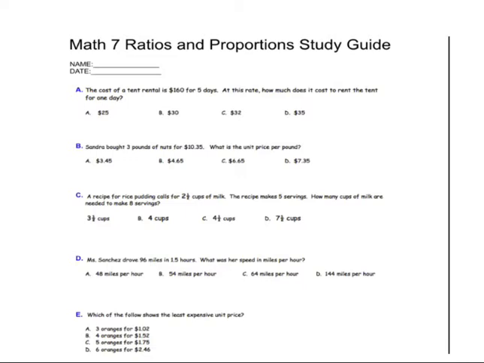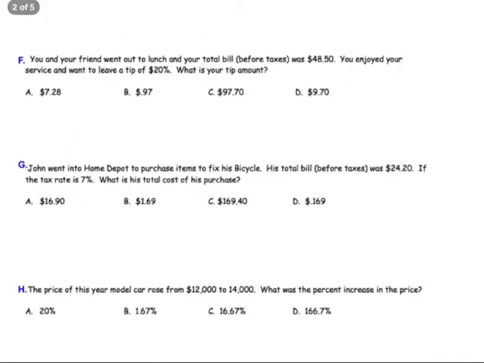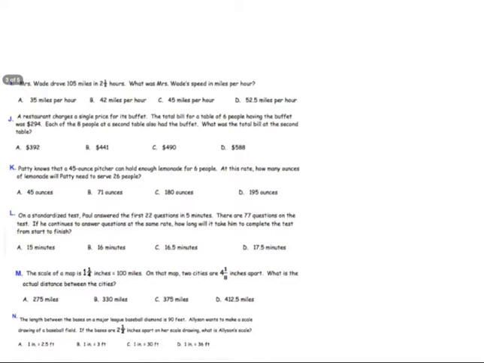So if I recall, I finished pages 1 and 2, and so we're going to start the review with page 3. Letter I says, Mrs. Wade drove 105 miles in 2.5 hours. What was Mrs. Wade's speed in miles per hour? There's a few ways we can do this.